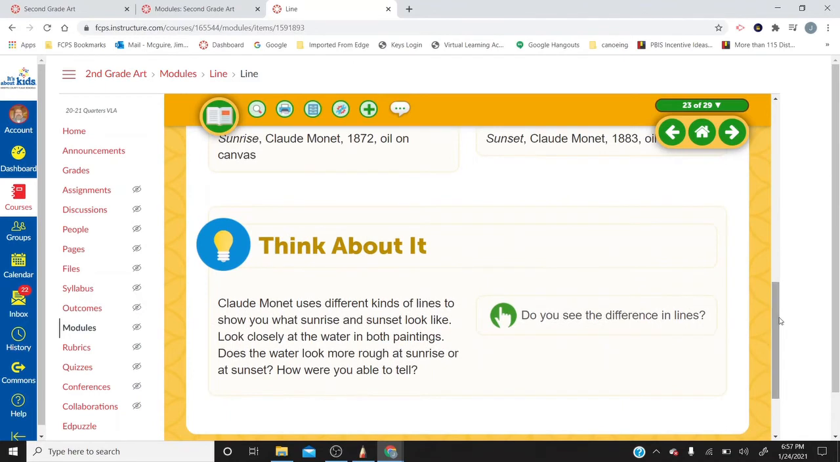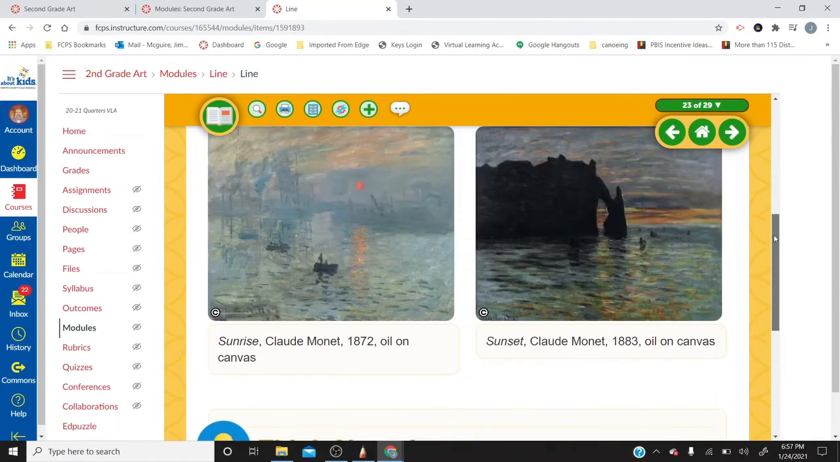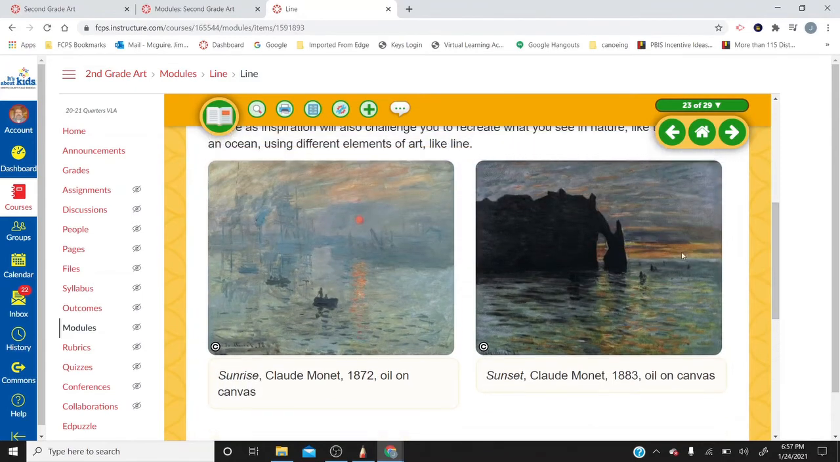Claude Monet used different kinds of lines to show you what sunrise and sunset look like. Look closely at the water in both paintings. Does the water look more rough at sunset or at sunrise? And how can you tell? Well, it does look a little choppier here, and I believe this is his sunset, and I believe this is his sunrise. This is one of the first, and this is actually technically the first Impressionist painting, or the first painting associated to the style of Impressionism.